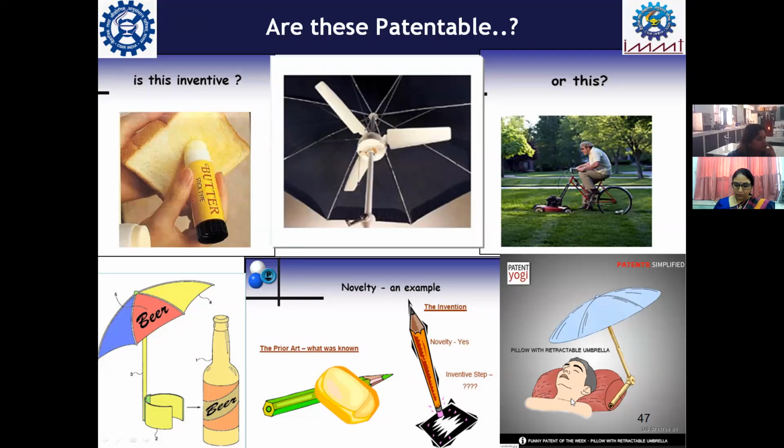And look at this example. A pillow with a retractable umbrella. Very much useful. And if you see here, there is a patent number. This is already an example of a granted patent in America, US 6711769B1. But if you wish to file a patent for the same work in India, it will be rejected because it is just an arrangement. Pillow is there, umbrella is there, this person is sleeping. So there is no merit, no advantage by bringing them together. There is no special advantage. But in the US, it is patentable, but not in India.